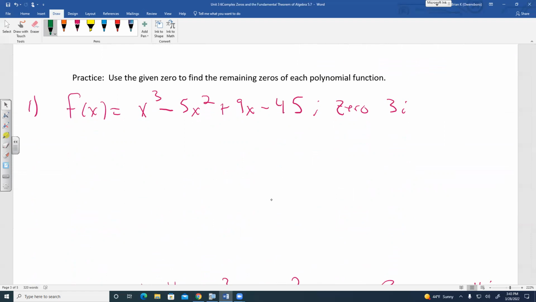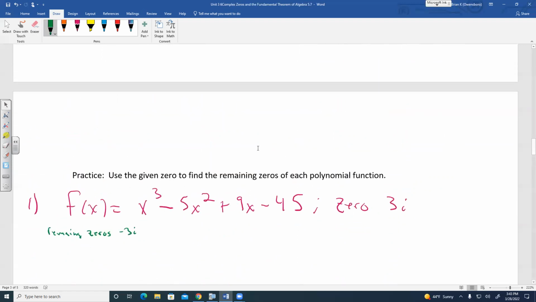So right now I know that 3i is present. So I know one of the remaining zeros has to also be negative 3i. Okay, so we've got 2 of the zeros.